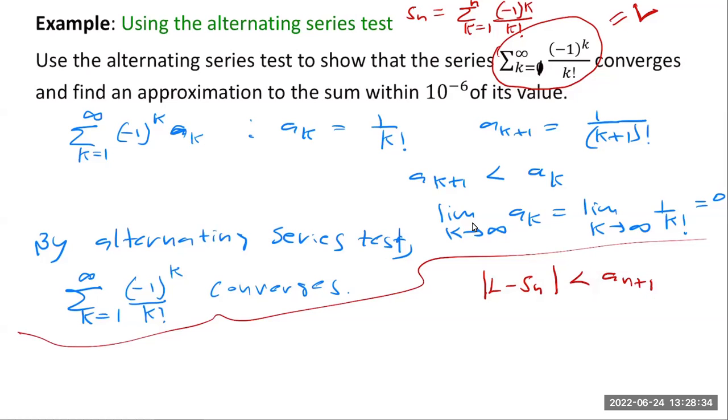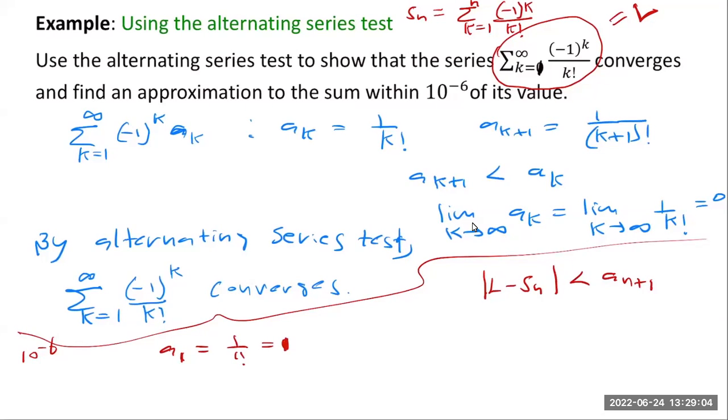First, when n is equal to 1, you will see that A1 is equal to 1 over 1 factorial, which is 1, which is of course not less than or equal to 10 to the power minus 6. I want that A(n+1) to be less than 10 to the power minus 6. So I try some bigger numbers, n equal to 2, 3, 4. I'm not going to try all those values, but I'll show you what we need here.